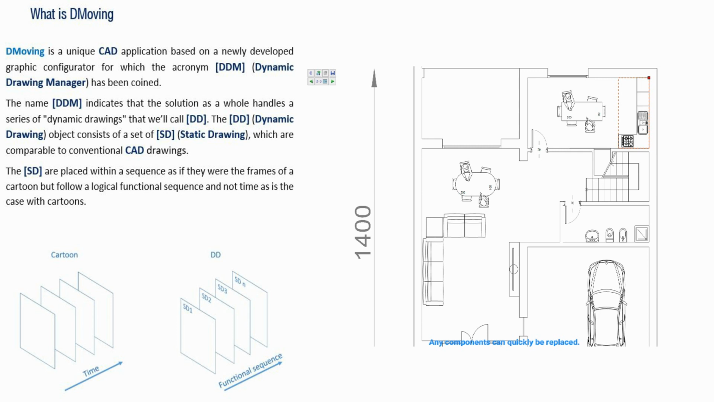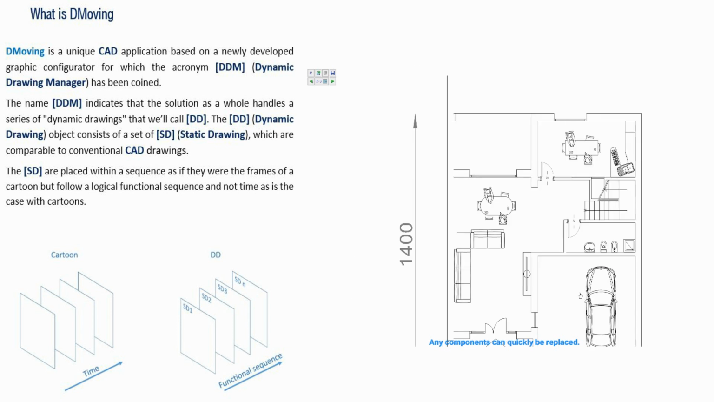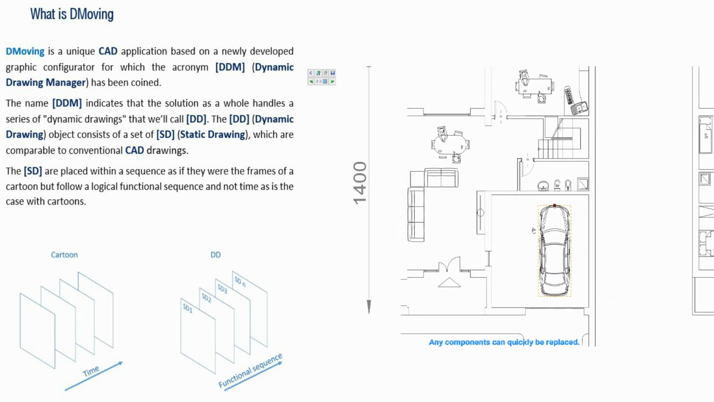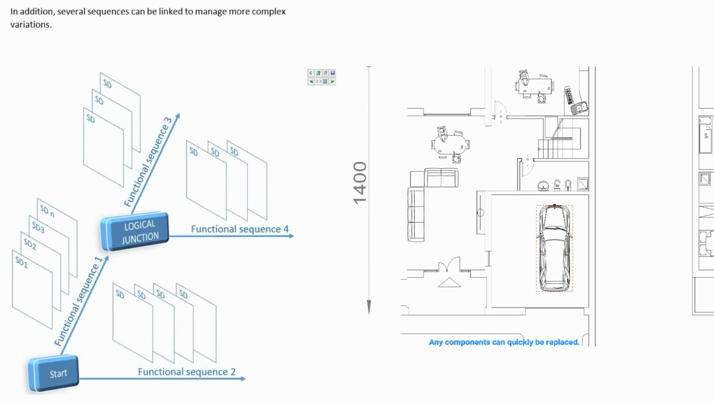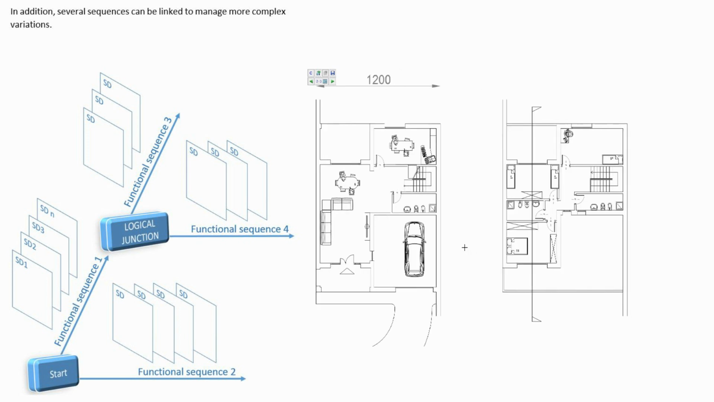that we'll call DD. The DD, dynamic drawing, object consists of a set of SD, static drawing, which are comparable to conventional CAD drawings. The SD are placed within a sequence as if they were the frames of a cartoon but follow a logical functional sequence and not time as is the case with cartoons. In addition, several sequences can be linked to manage more complex variations.